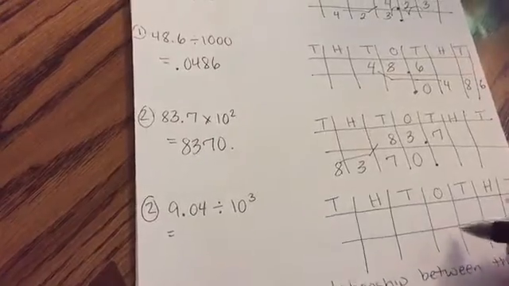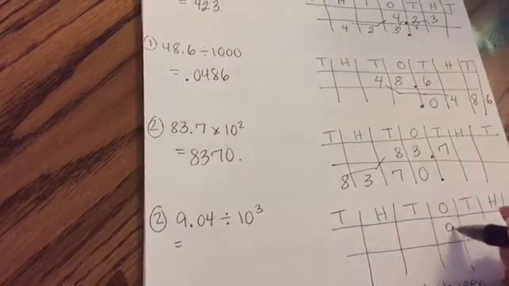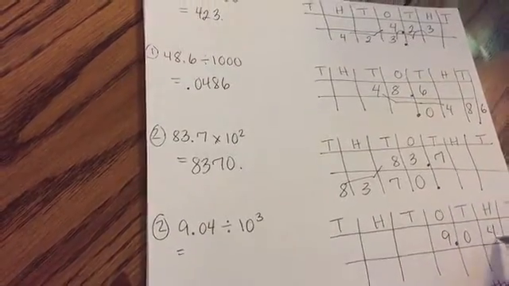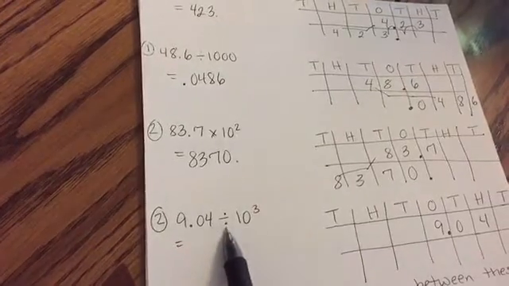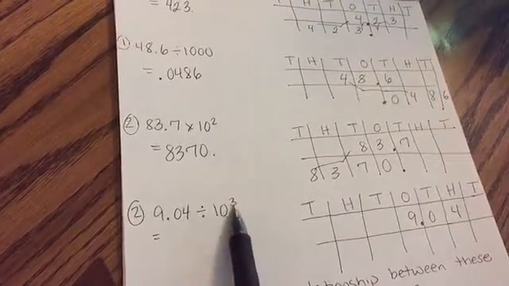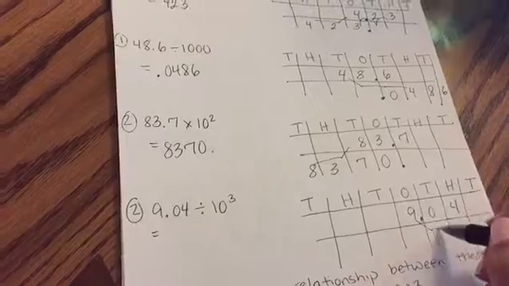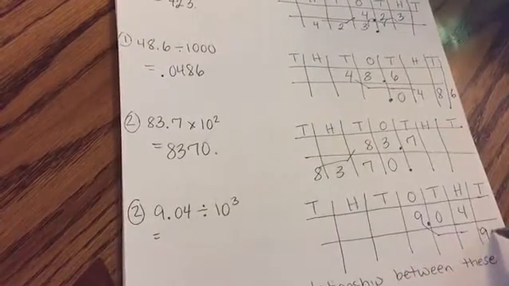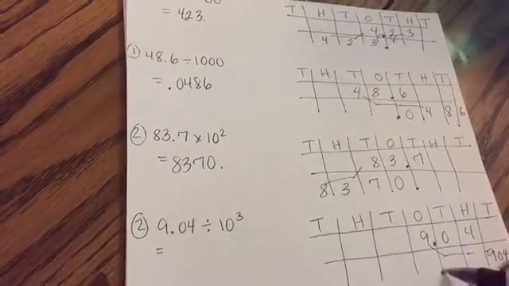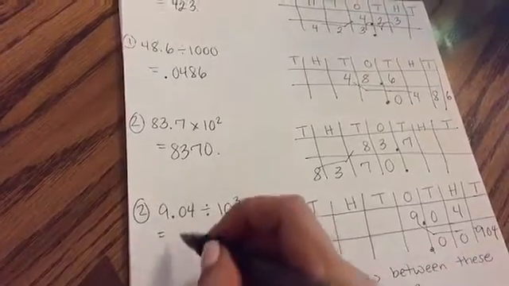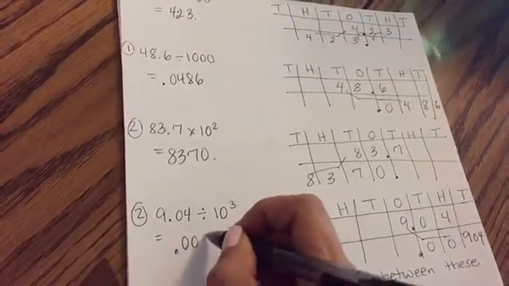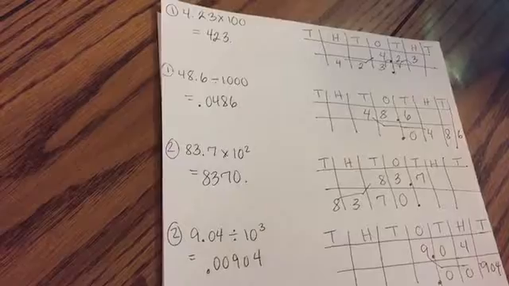We're going to plug in this number here to our place value chart. Division means we go to the right, and we're going to go 3 times. 1, 2, 3. And here is our answer.